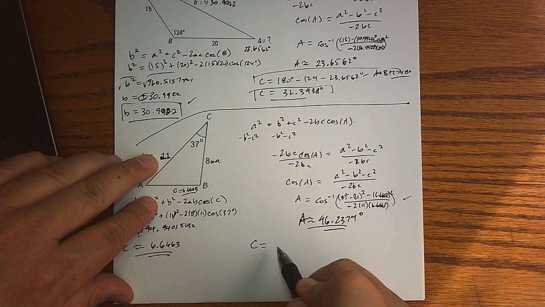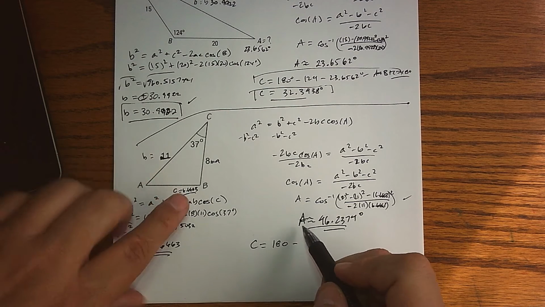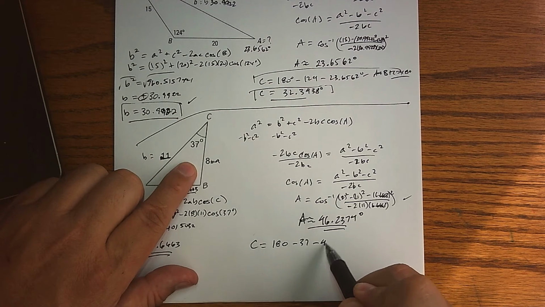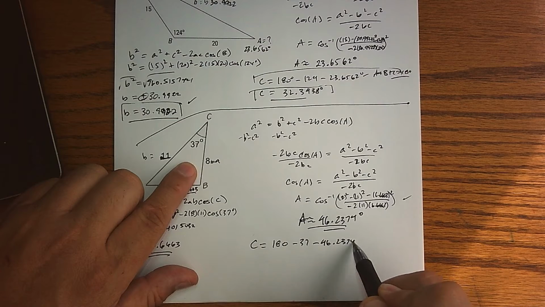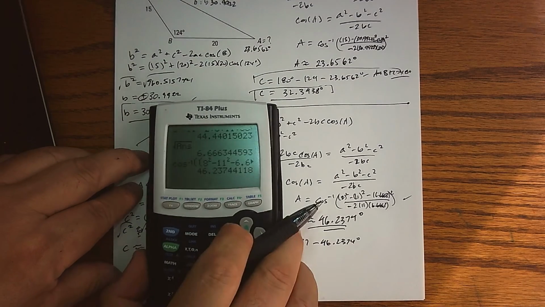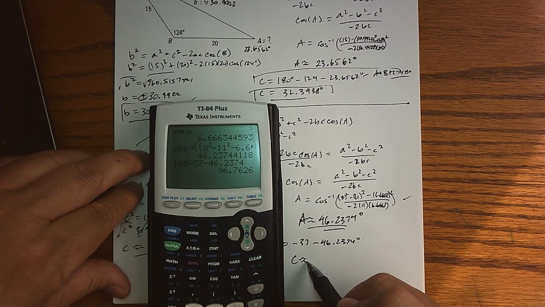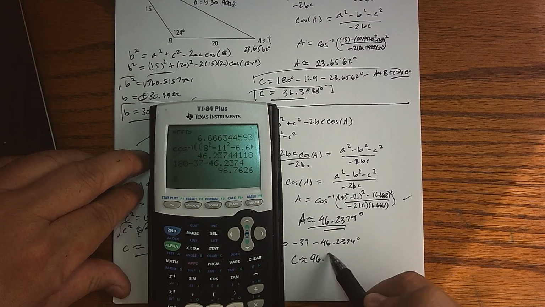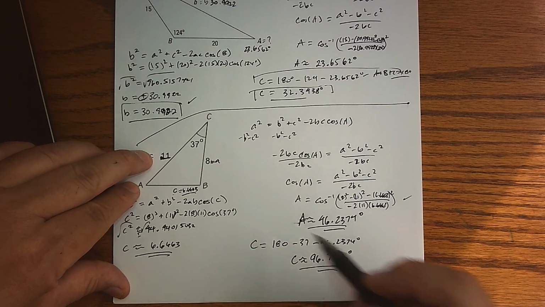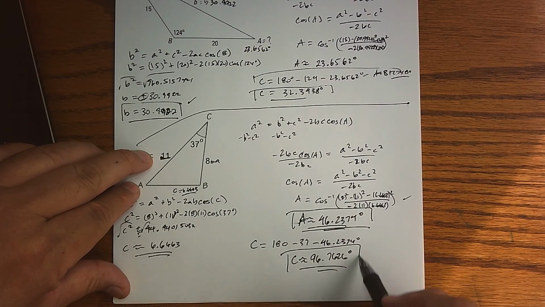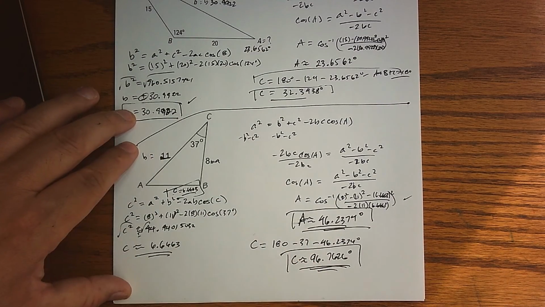To find my angle C, it's 180 minus the angle that I have, minus the angle that we just found. And again, just doing some number crunching. So 180 minus 37 minus 46.2374. That looks like our angle C is roughly 96.7626 degrees. So we have our angle A, our angle C, and our side C.